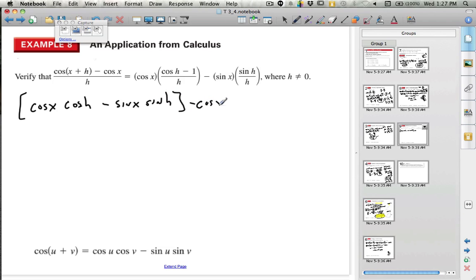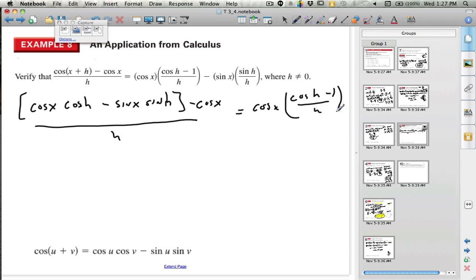minus cosine of x all over h, and we want that to equal cosine x times the cosine of h minus 1 all over h minus this other fellow, so we're going to get there in a second, minus sine of x sine of h over h.